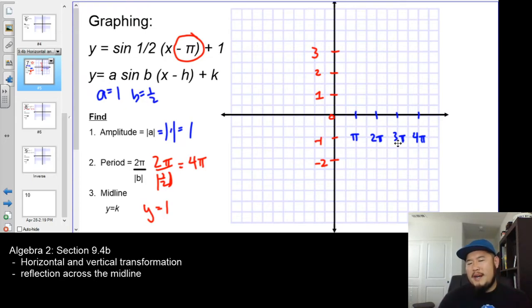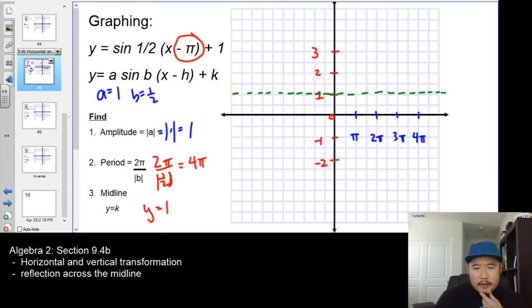Our intervals are going to work out perfectly when we go ahead and transform our graph right here. So now that we have that, let's take our midline. And our midline is going to be y is equal to 1. So I'm going to go ahead and draw a horizontal line right here, going through 1.